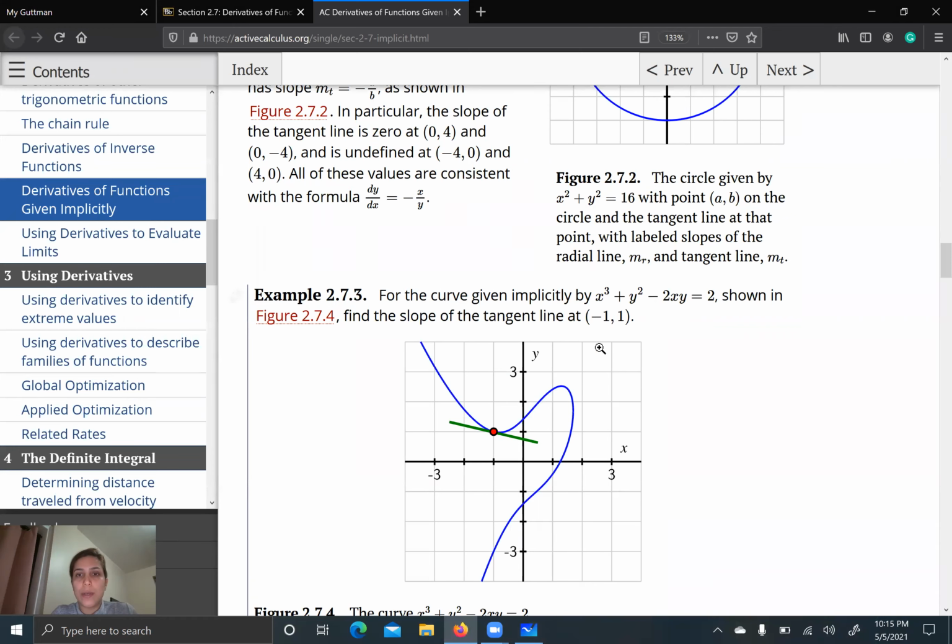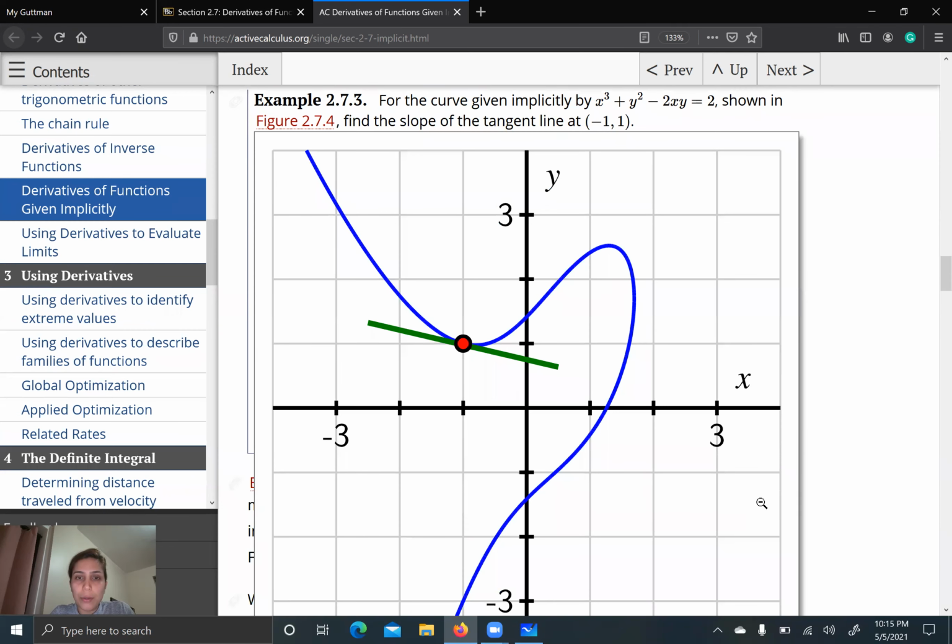Okay, that's the equation of this curve. For the curve given implicitly by this equation, find the slope of the tangent line at (-1, 1). And it's also given in the graph. Look, this is the curve. The point is (-1, 1). You can see the tangent line. This green line represents the tangent line. The question is, what is the slope of this tangent line?